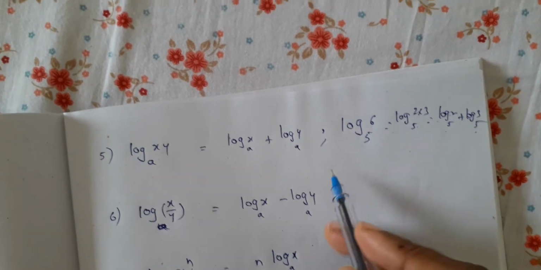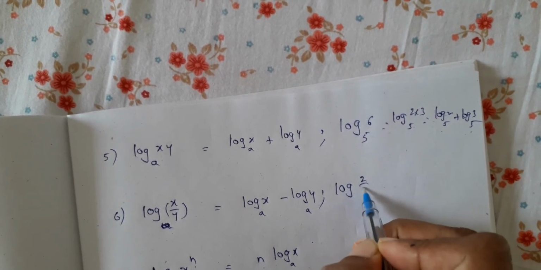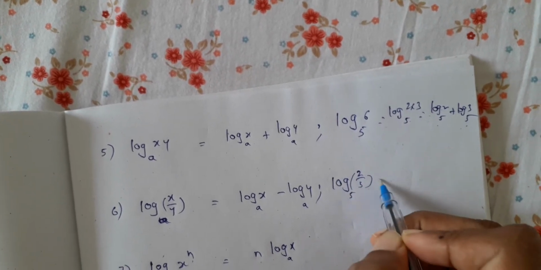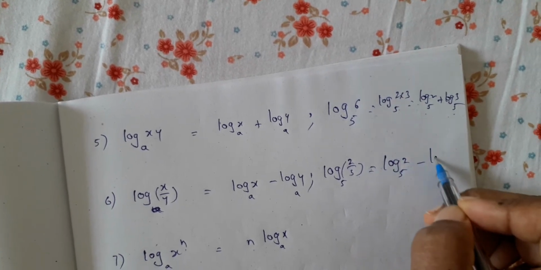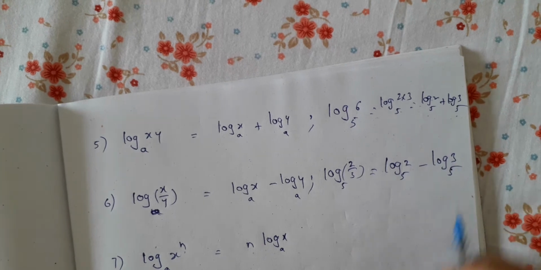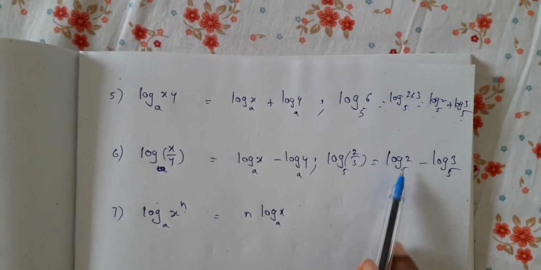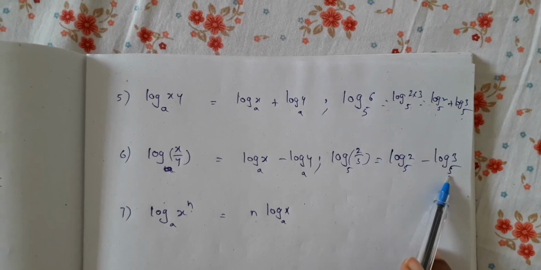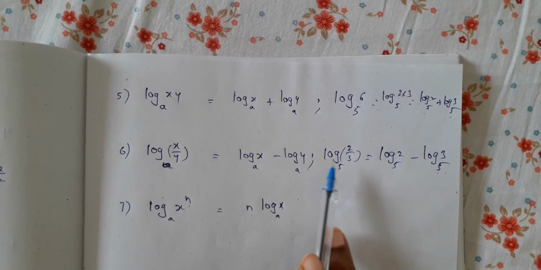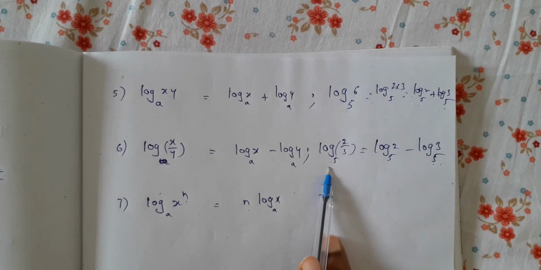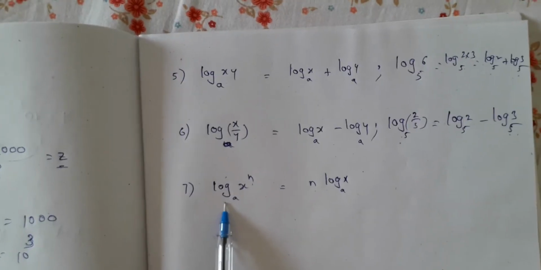Now if I want to write log of 2 by 3 base 5, it is log 2 base 5 minus log 3 base 5. He may give you a problem like this, log 2 base 5 minus log 3 base 5, and we have to simplify it into a single log term. Then it will be simplified like this, log 2 by 3 base 5.